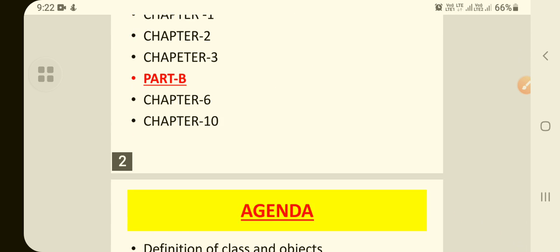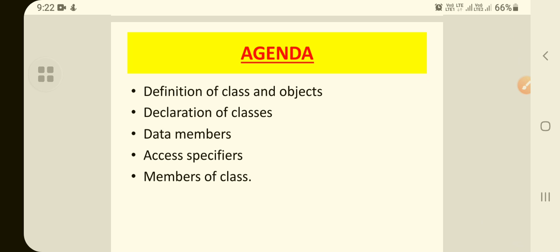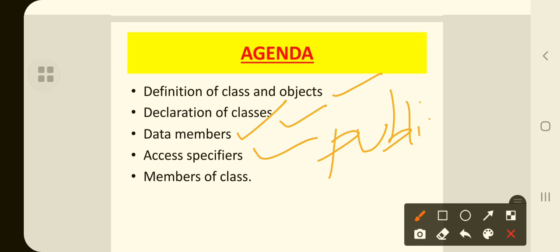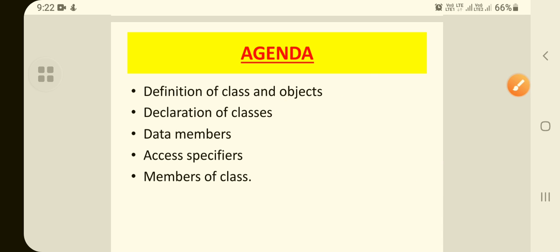In today's class I will be discussing concepts like the definition of classes and objects, the declaration of a class, how the class has to be declared, and how the data members have to be defined. Everything we will discuss. We will also discuss access specifiers, which may be public, private or protected. Only 3 access specifiers are there, and then we will be discussing members of a class.